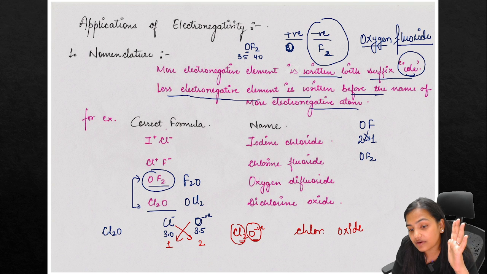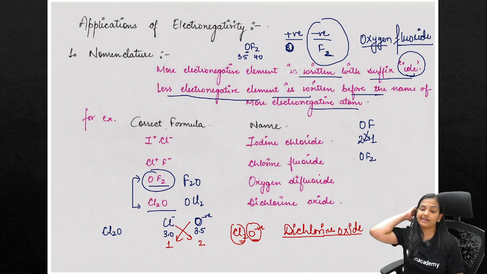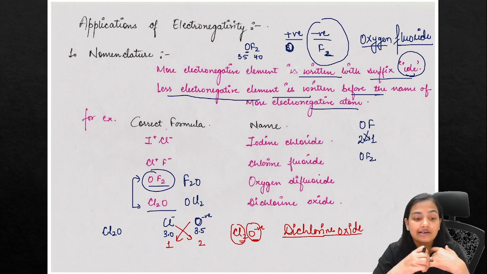So this chlorine will remain chlorine. So how many chlorine are there? 2 chlorine. So we can say dichlorine oxide. Okay, so this is the way we can write down the nomenclature. I hope you all understood.